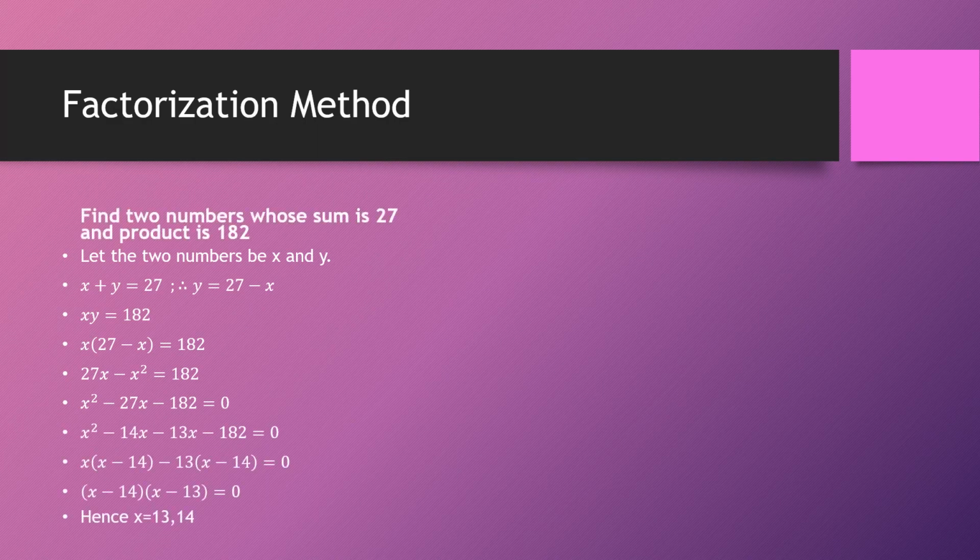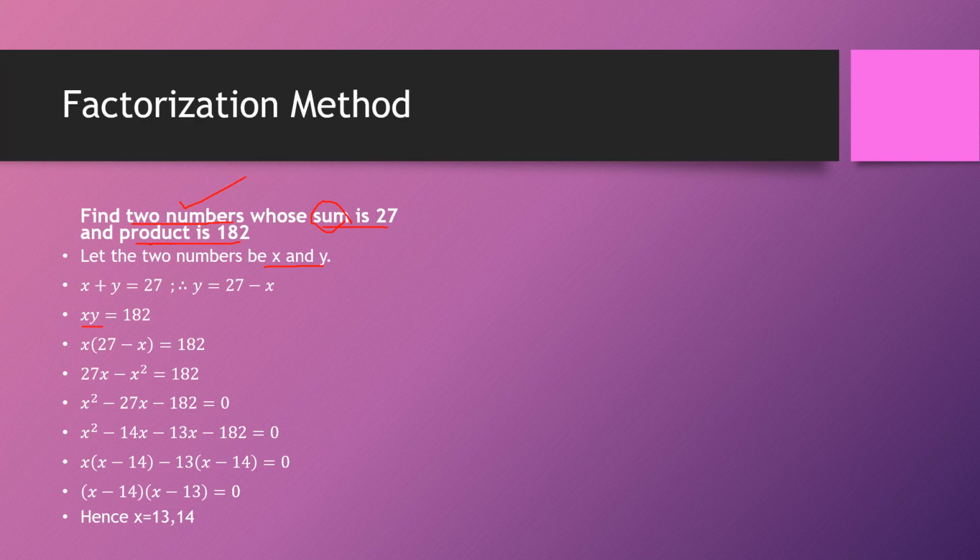Okay, I want to find two numbers whose sum is 27 and product is 182. So let the two numbers be x and y. So what they have given? Sum is given as 27, that is x plus y is 27. So what will be y? 27 minus x. Now they also have given product is 182.